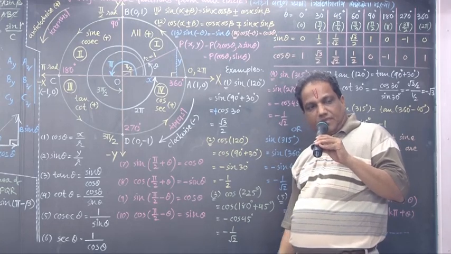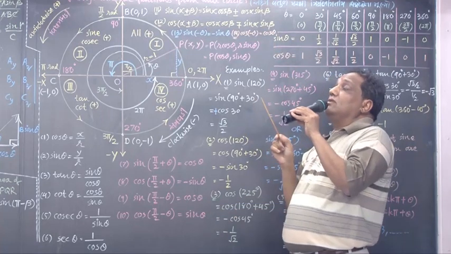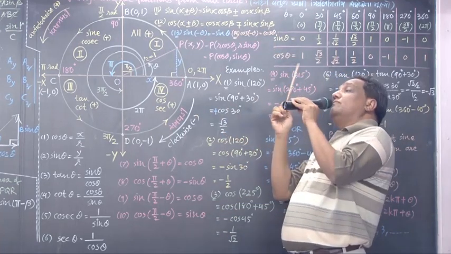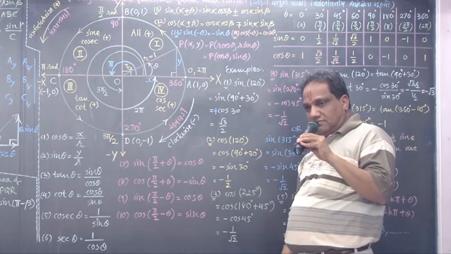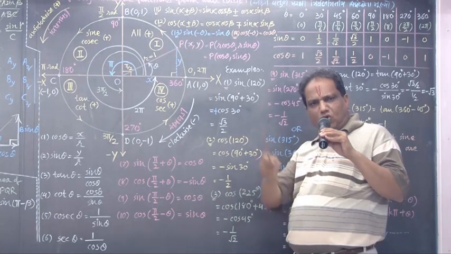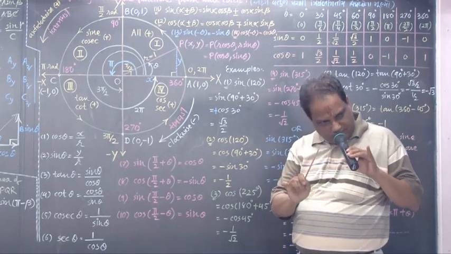Now tell me, every time we have to write this formula, every time we have to think what is alpha, what is beta, then we see the right hand side, then we simplify, then we get the answer. It's a very long procedure here. Don't do that. I am showing you a very easy way.